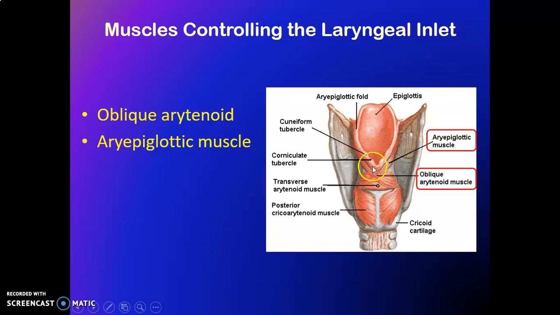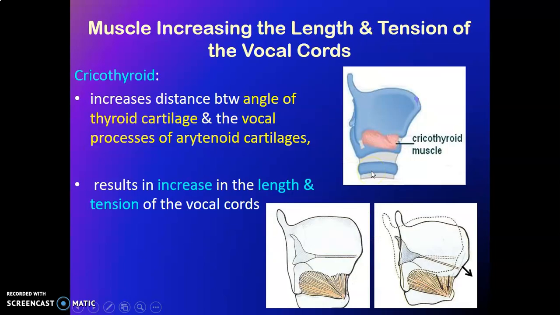Then you have muscles that will increase the length and the tension of the vocal cords. And the main one is the cricothyroid muscle. So this is the cricothyroid, from the cricoid cartilage to the thyroid cartilage, cricothyroid muscle, as you can see here. So what happens? Cricothyroid increases the distance between angle of thyroid cartilage and the vocal processes of arytenoid cartilage.